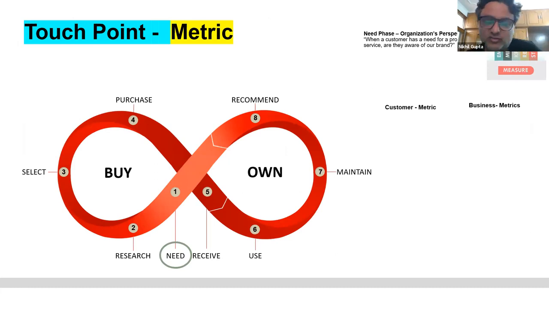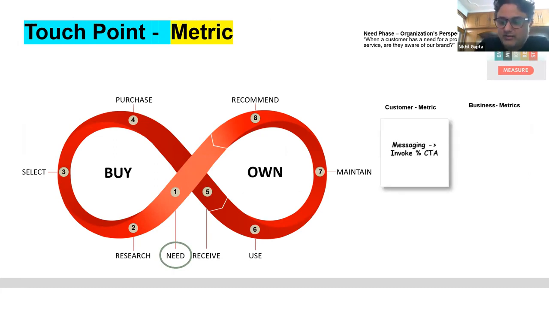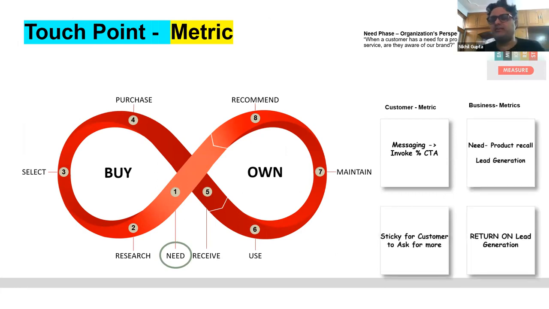let's take the experience stages, which we put in a loop, which I covered. Let's say there's a need, so I will do a discovery. So there's a customer metric, and there's a business metric. The business metric is that when there is a need, they should be able to discover me. So it should be a call to action. How many people are invoking that call to action? Whenever they're hungry, how many people are opening my app? Whenever they want to discover jeans, how many people are able to discover me? Yes or no?